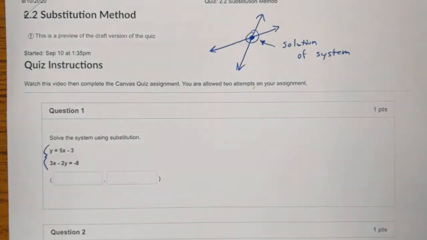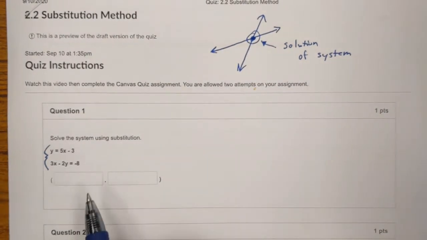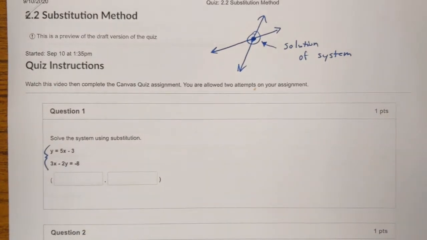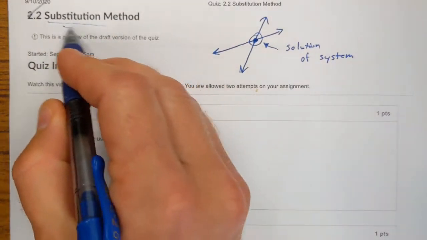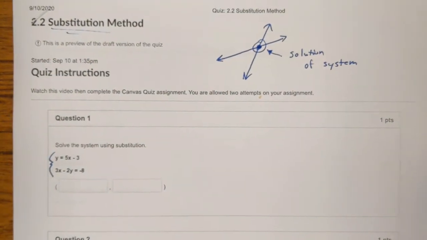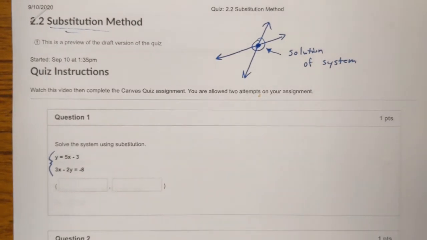Well, in today's lesson, we're going to look, is there a way to do this? Is there a way to find where these two lines intersect without using any graph paper? Is there a way to do it algebraically? Well, you can see, yes, there is. Today we're going to learn this method called the substitution method. It does not require graph paper.